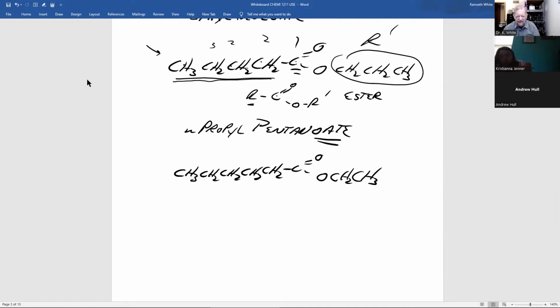And the question would be, give the IUPAC name for the following molecule. 3 points each. Your turn, then I'll do it.